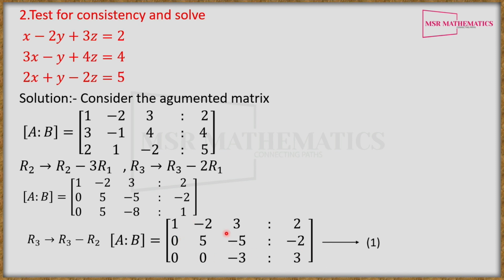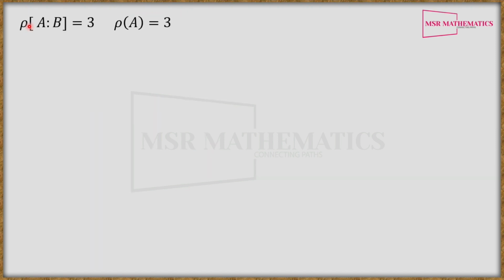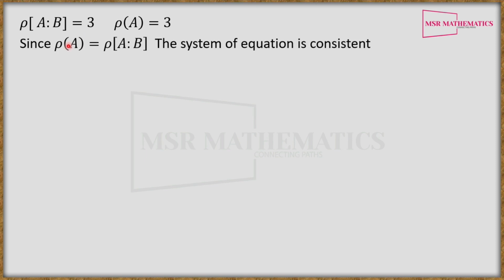Here these 3 rows, the whole matrix, is our A|B. Observing the matrix A, we have 3 non-zero rows. So we can conclude that rank of A is 3. Also observing the whole matrix A|B, here also 3 non-zero rows. Therefore rank of A|B is 3, and rank of A is 3. Since rank of A is equal to rank of A|B, we can conclude that the given system of equations is consistent.